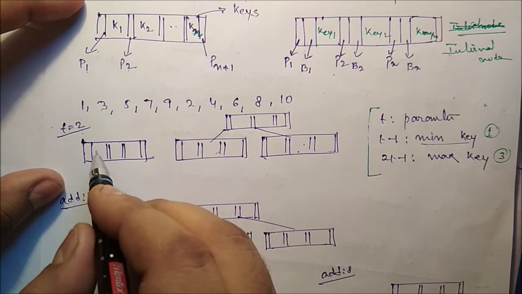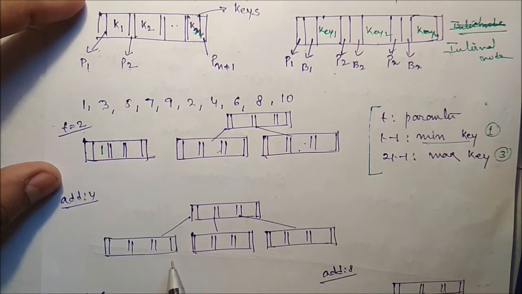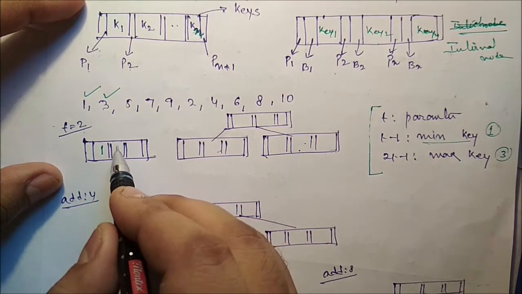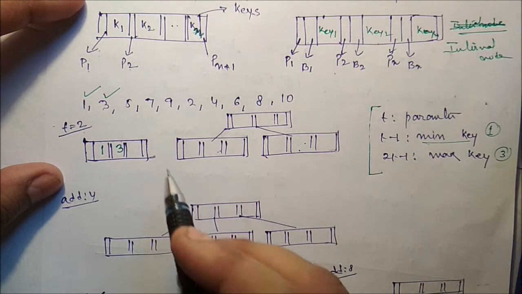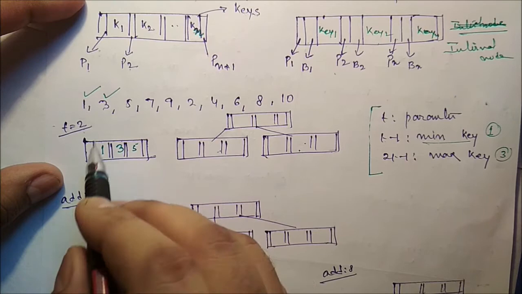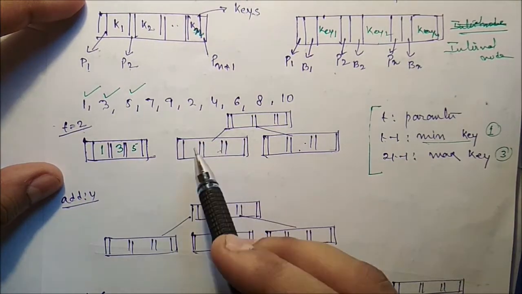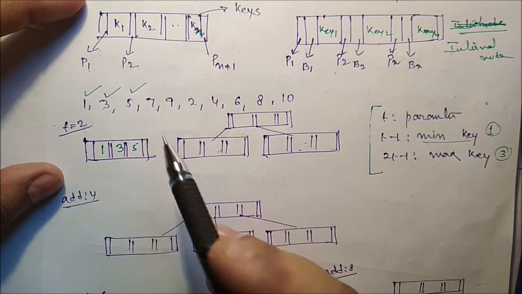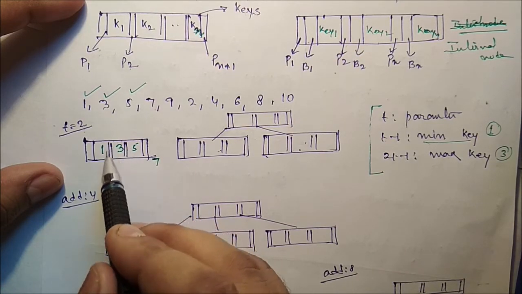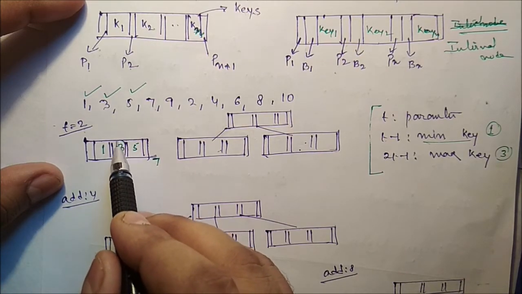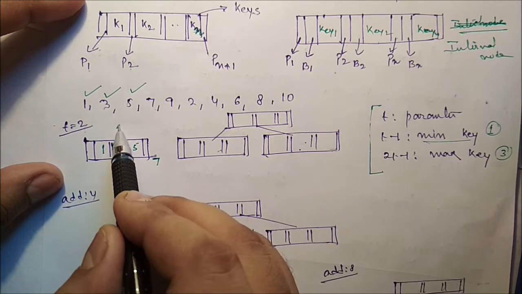So the first key is 1. No problem, we can insert. Next is 3, so you can put 3. A B tree is also a binary search tree. Next is 5. See, it is in ascending order, no problem. Now suppose you want to insert 7 here. If you want to insert 7 here, we have to identify the median value. The median is 3, and we have to move it upward.